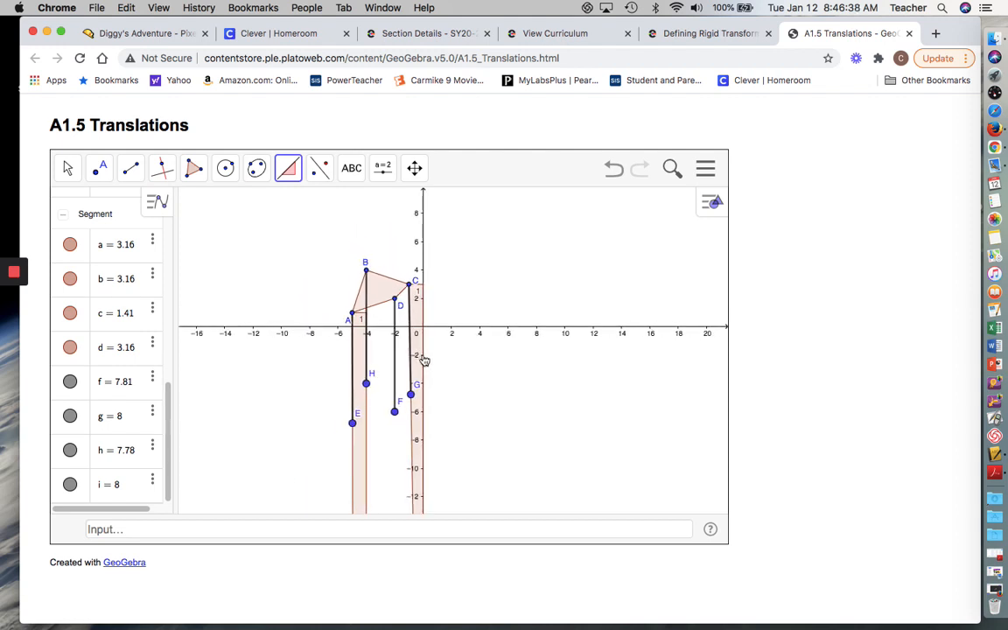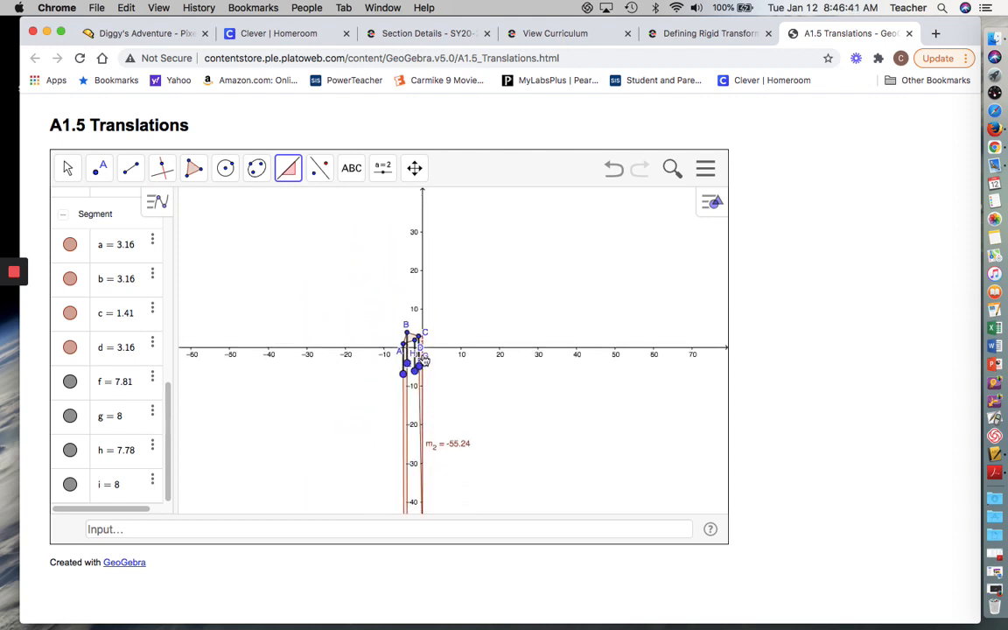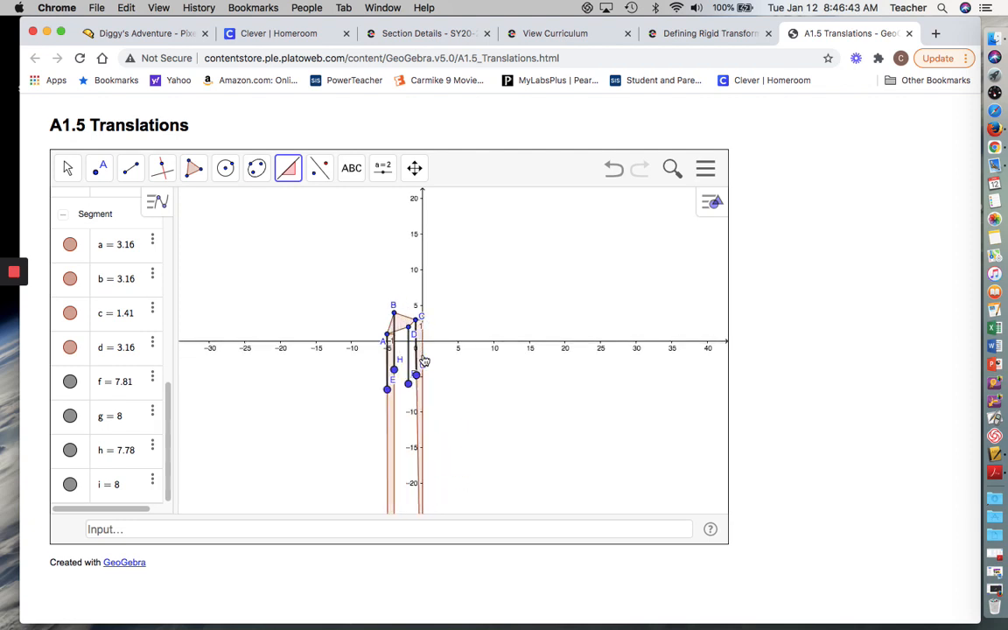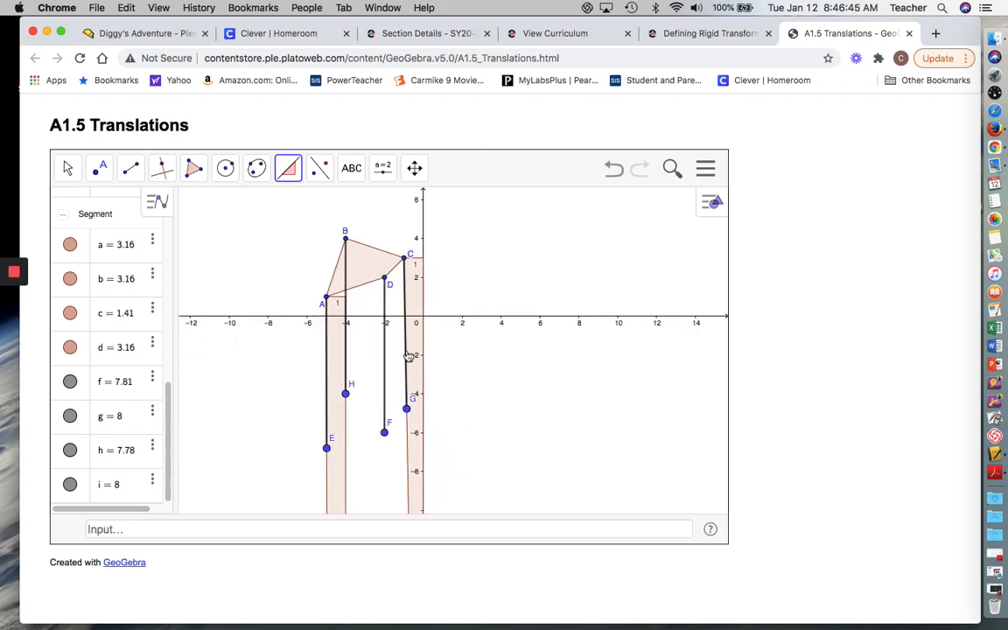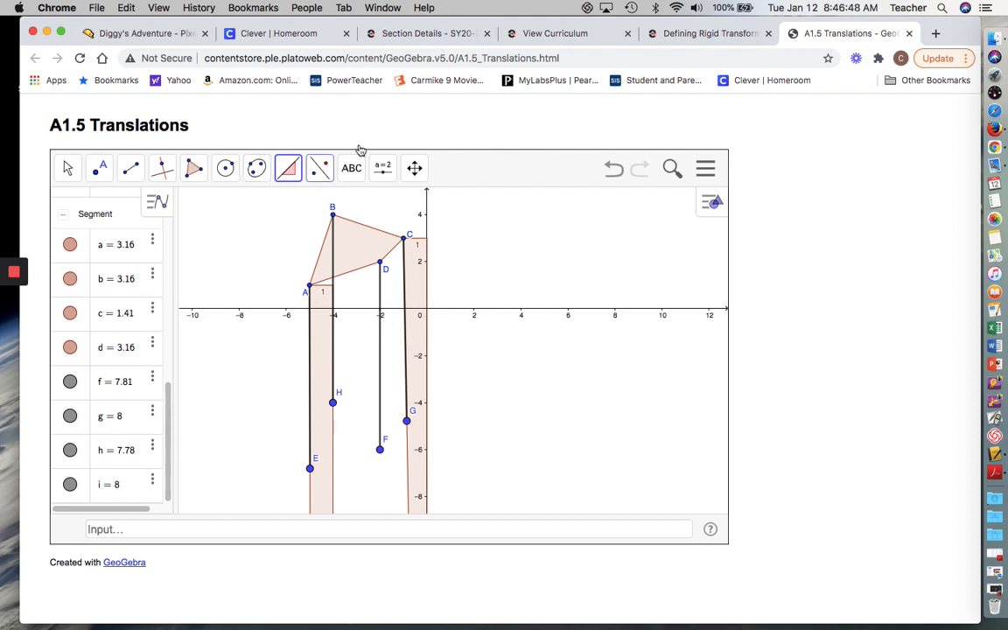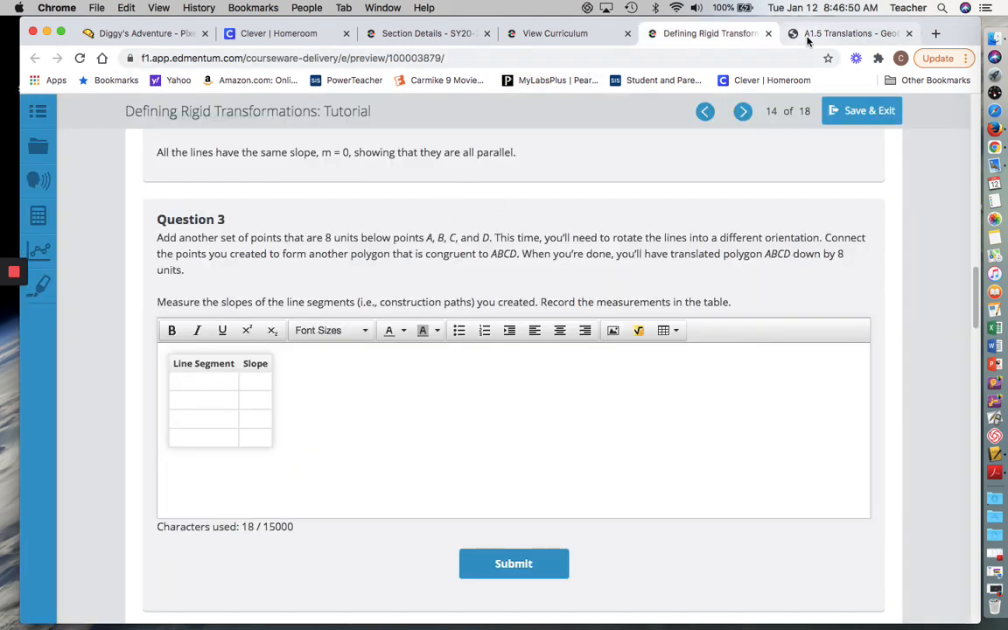What is this doing? Yeah, something's going on here. All vertical. Oh, okay, that's why it wasn't straight up vertical. Vertical lines have no slope or undefined slope. All right, so let's see.